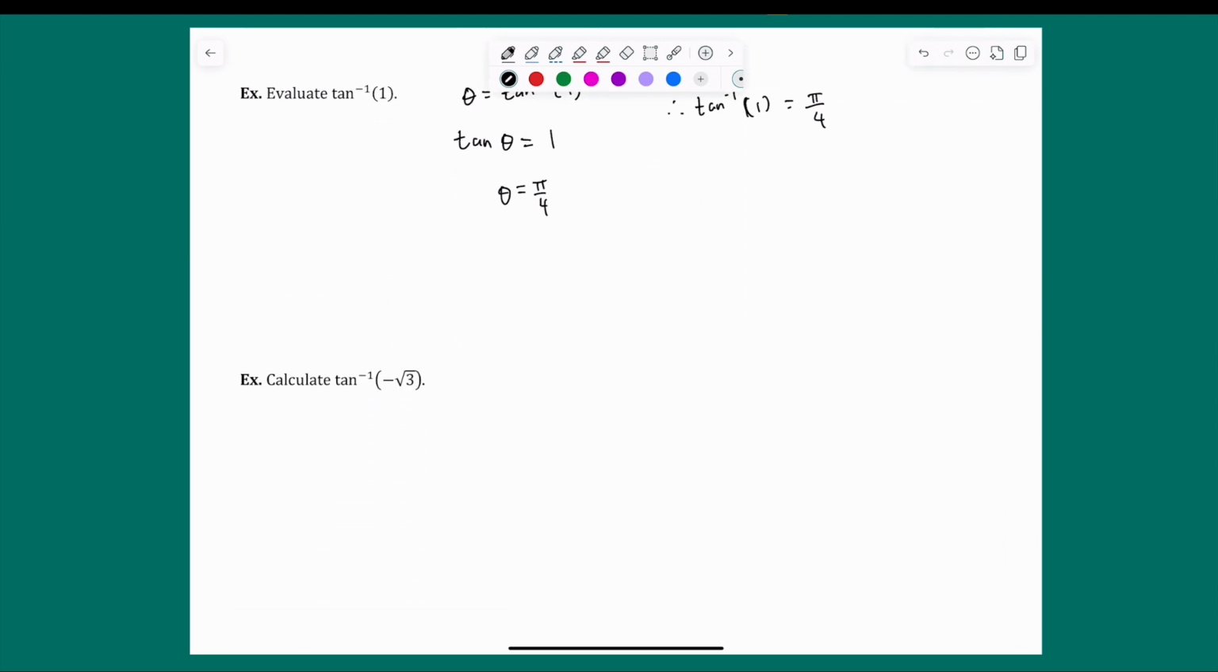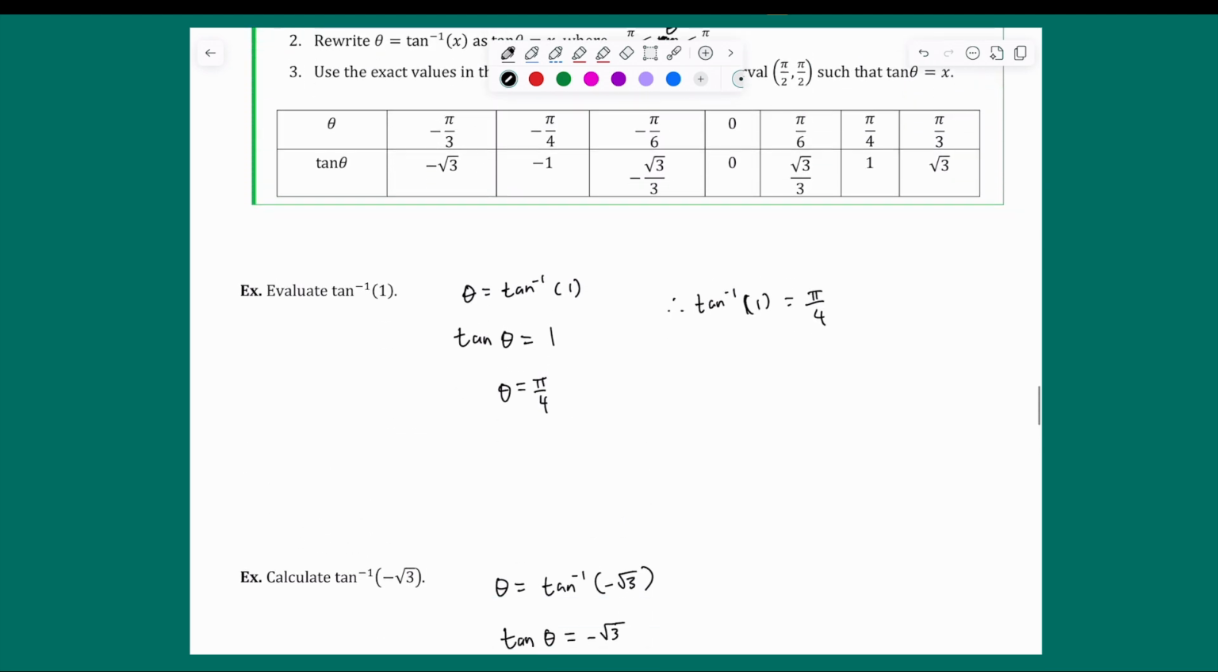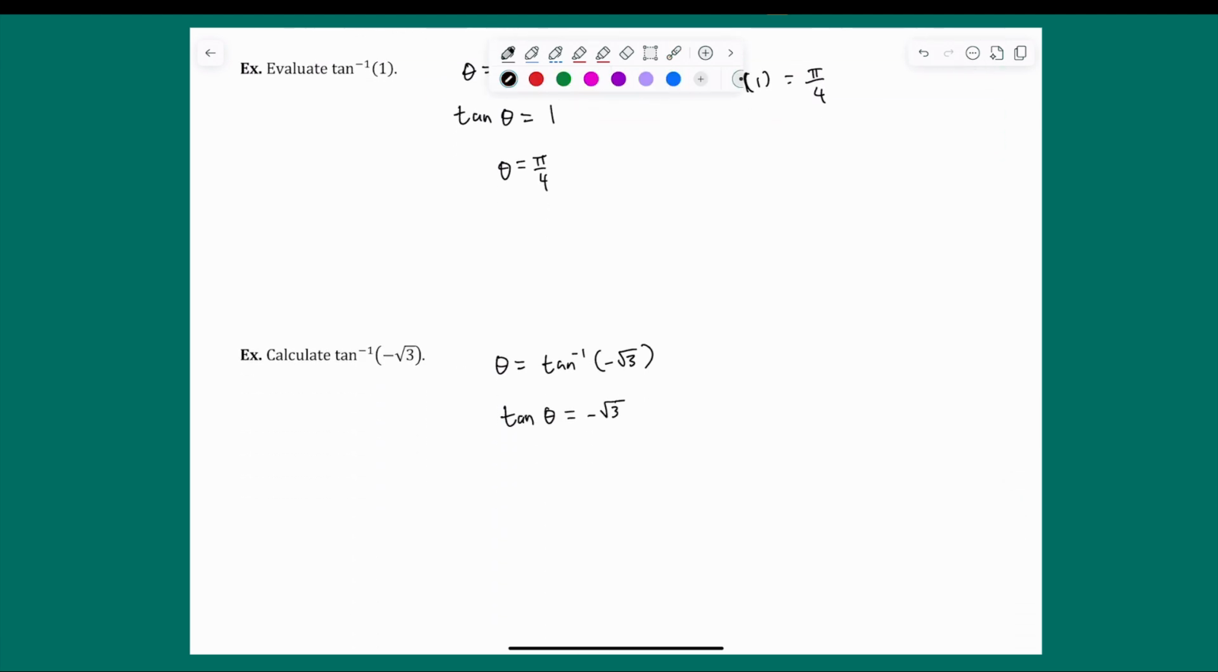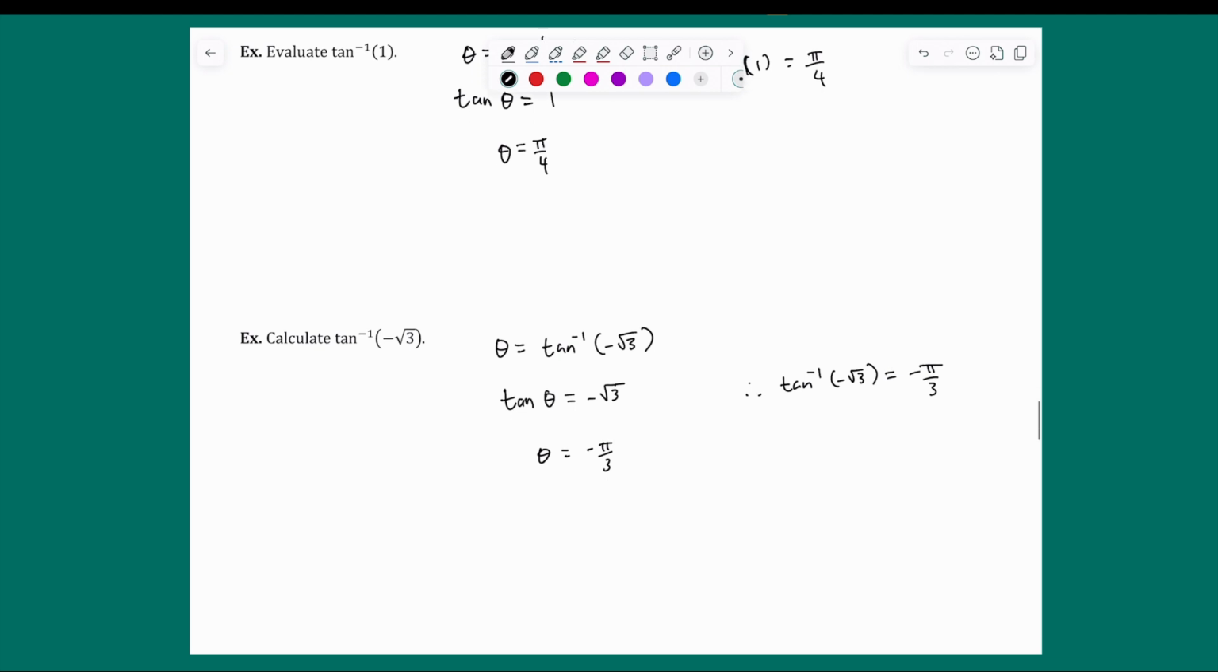All right, calculate tangent inverse of negative root 3. Similarly, let theta equal tangent inverse of negative root 3, which tells us that tangent of theta is equal to negative root 3. Then using the table again, we see we have a negative root 3, which corresponds to negative pi over 3. So theta is negative pi over 3, which means tangent inverse of negative root 3 is negative pi over 3. All right, so that's how to find the exact values of tangent inverse.